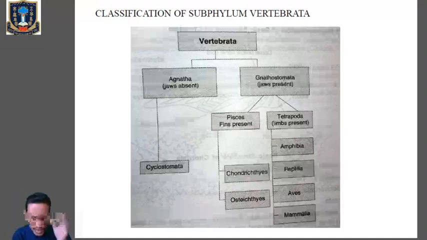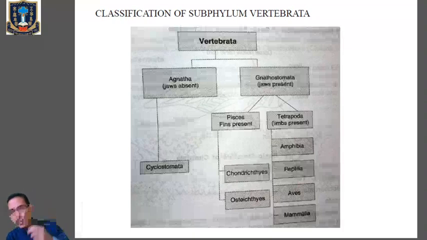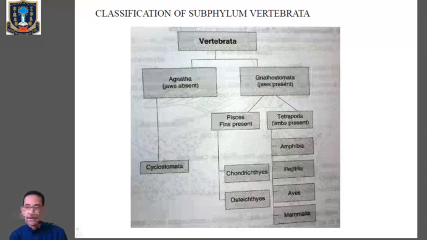Agnatha is divided into the class Cyclostomata, and Gnathostomata is divided into two subclasses, Pisces, which bears the fin, and the Tetrapoda, which bear the limbs. Pisces is further divided into Chondrichthyes and Osteichthyes, and Tetrapoda is divided into Amphibia, Reptilia, Aves and mammals or Mammalia. So this is the classification of subphylum Vertebrata.